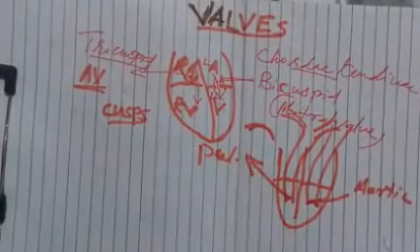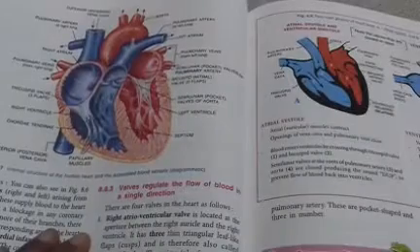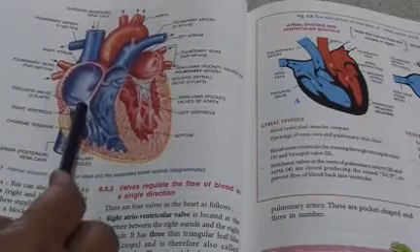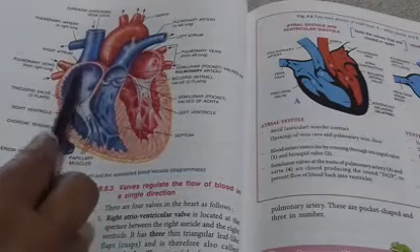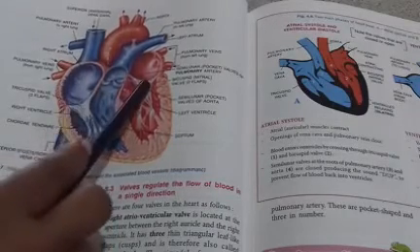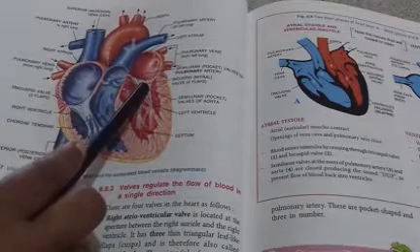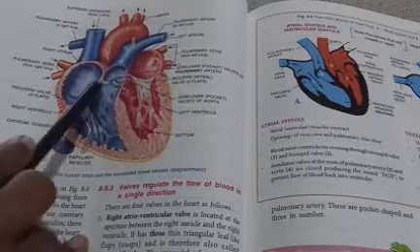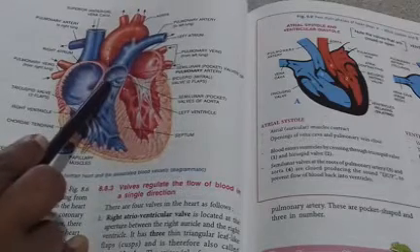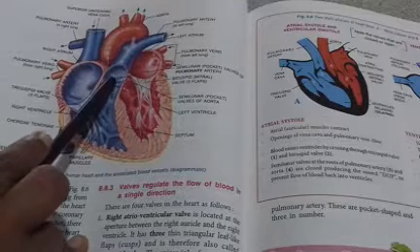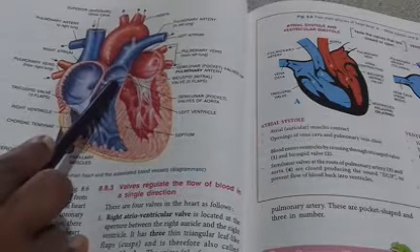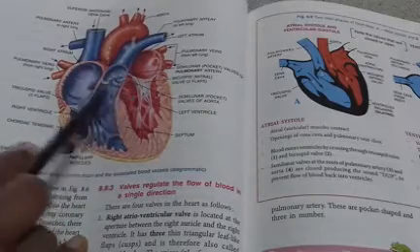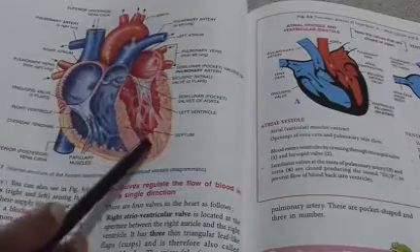Okay. So here you can see the valves. The tricuspid valve is present between the right auricle and right ventricle. Then the bicuspid or mitral valve is present between the left auricle and left ventricle. Then the semilunar pocket shaped valve is present in the pulmonary artery. The aortic valve is not shown here. So these are all the valves which regulate the flow of blood.